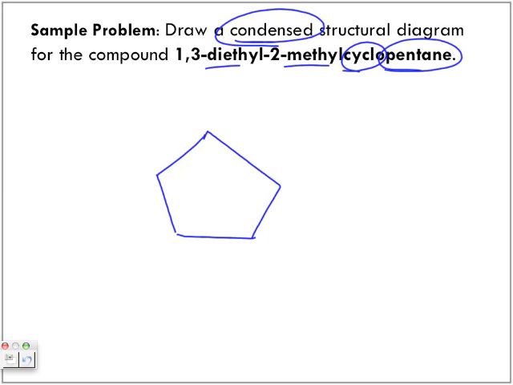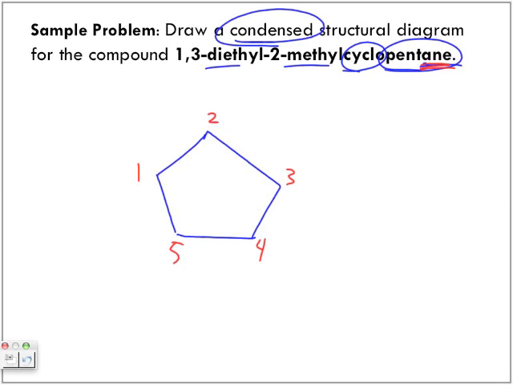Now, because this is a pentane, there are no double bonds, which means I can number this ring in any direction I want. But as long as I pick what my numbers are going to be, I stick to going either clockwise or counterclockwise. It doesn't matter. Like I said, because it's a single bond ring, we can number any side. Right? Now, we use the numbers, the 1,3-diethyl, 2-methyl. So it doesn't really matter which one you want to draw first.